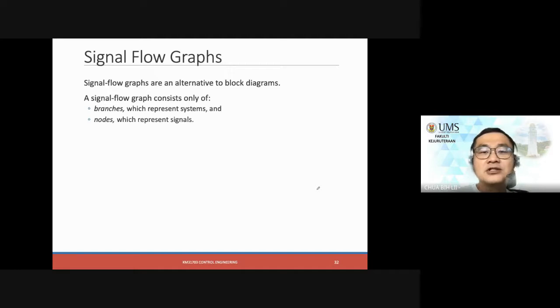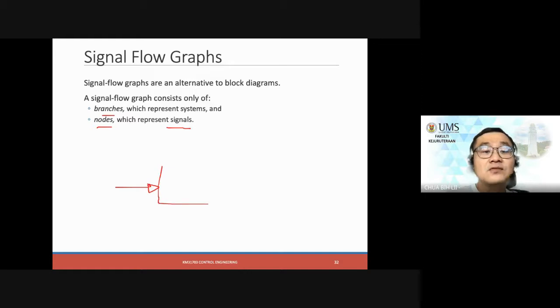As I mentioned previously, I would not go through this in detail, because we would not use this signal flow to analyze our system. But the idea is that the signal flow concept is similar to the block diagram. The only difference is that instead of using blocks, they use branches and nodes. The nodes now represent the signal. In the block diagram, we use arrows to represent the signal.